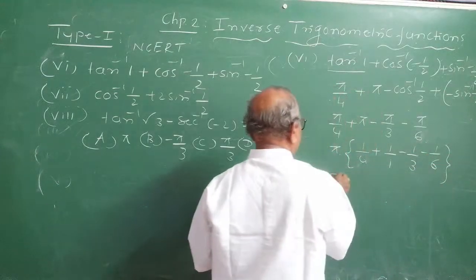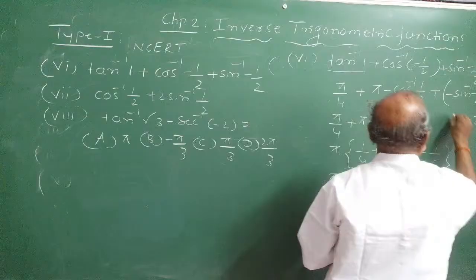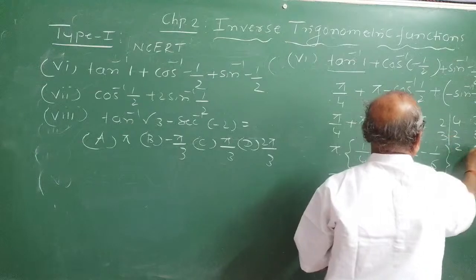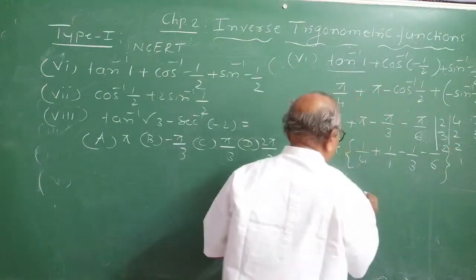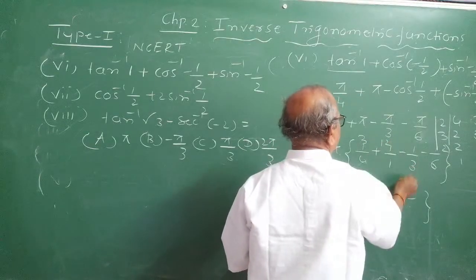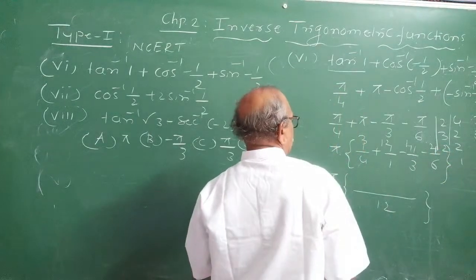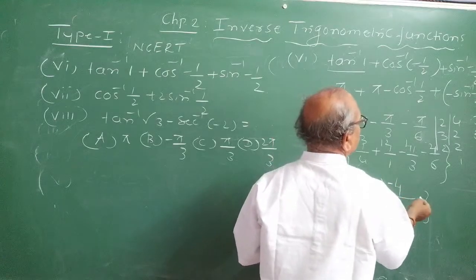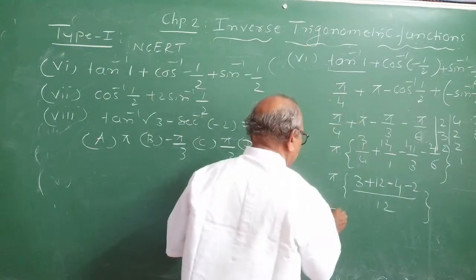You can take LCM and simplify. The LCM of 4, 3, 6: you can use the tree method, dividing by 2, 2 twos are 4, 2 threes are 6. Now you can divide by 3: 3, 2, 1, 1, 2, 1, 1. That is the way of getting LCM. 3 twos are 6, 6 twos are 12. LCM is 12. 4 threes are 12, 1 twelve is 12, 3 fours are 12, 6 twos are 12. You can write 3 ones are 3 plus 12 ones are 12 minus 4 ones are 4, minus 2.